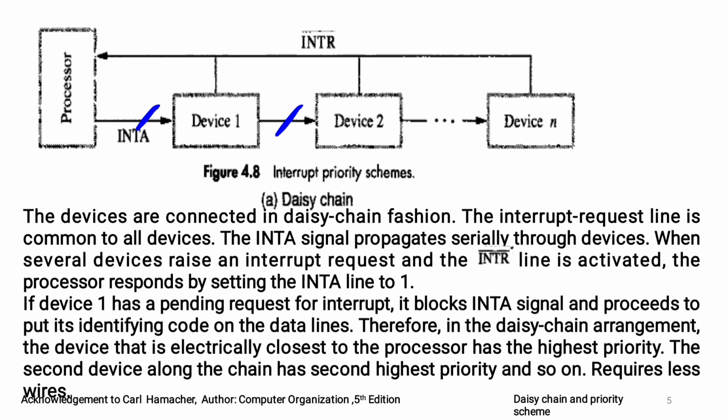This is how the device which is electrically closest to the processor has the highest priority. It is served first. Only when it doesn't block the INTA signal will the signal reach the other devices, and the other devices will have lower priority. That is all about the daisy chain scheme of handling multiple devices' interrupt requests.